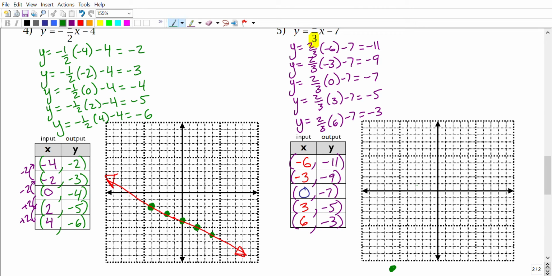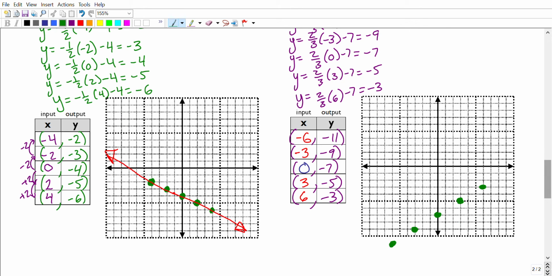Okay, so negative 3, negative 9. 0, comma, negative 7, so right around here. 3, comma, negative 5, so 3 to the right, down 5. And finally, 6 to the right and down 3. All right. So once again, take your straight edge and draw as best as possible.